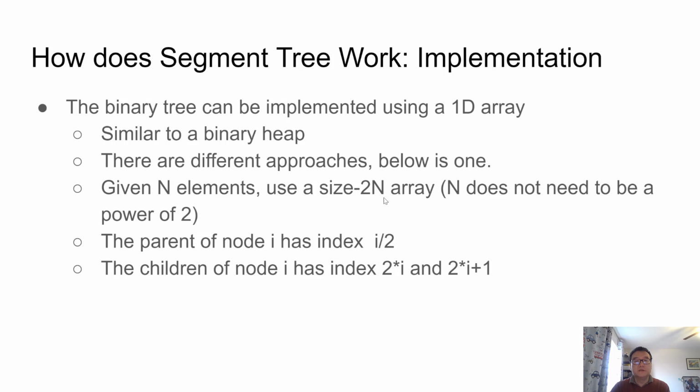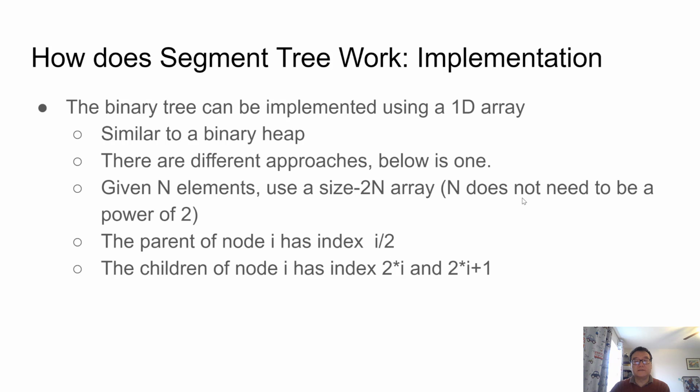Given n elements, we're going to create a size 2n array, and in particular, n doesn't need to be a power of 2 in order for this to work. For any n elements, we just create a 2n array, and this array is sufficient to store all the internal nodes and the leaves. In fact, the last n elements correspond to the leaves, the original array. Then the parent of each node I will be at index I divided by 2. That also means node I's children will be the 2 nodes at indices 2 times I and 2 times I plus 1.